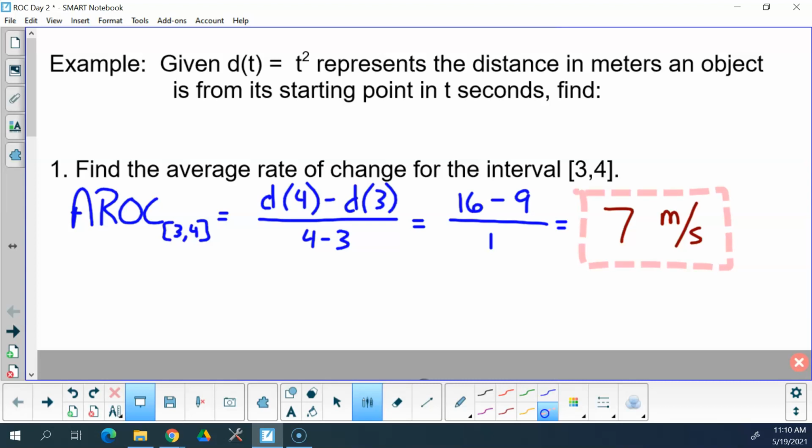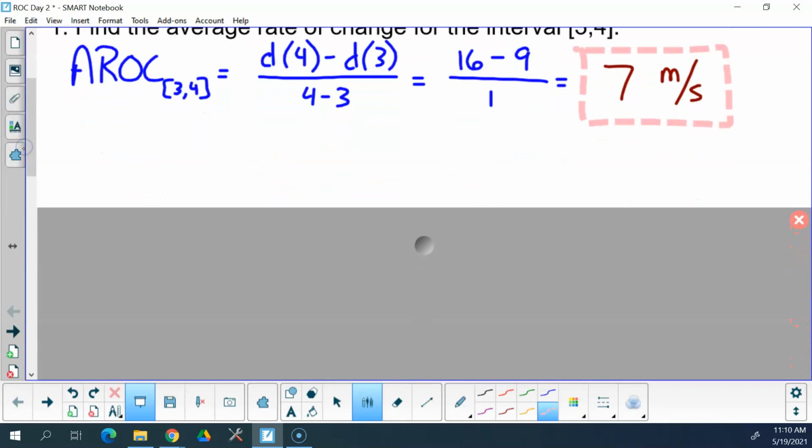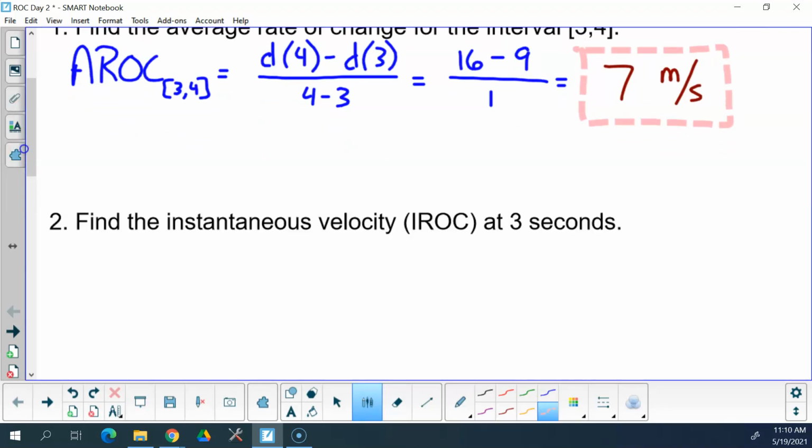For this one, all right, so I want to use the same function here, d of t equals t squared, except what I want to do now is find the instantaneous velocity at 3 seconds. In terms of time, a lot of things can happen in 1 second, right? And 1 second really isn't an instant. So let's take that gap of 1 second and narrow it down a little bit more.